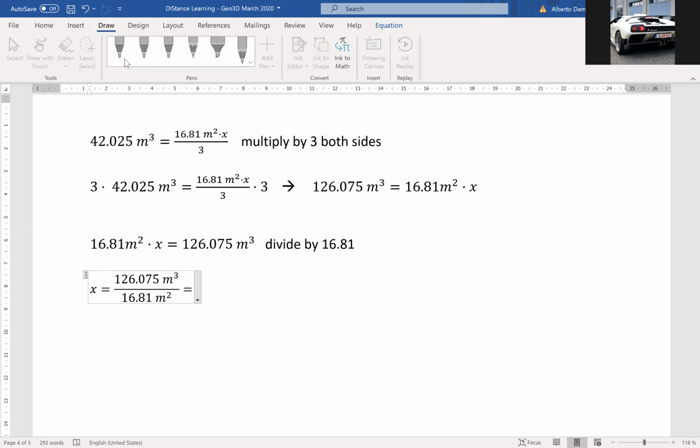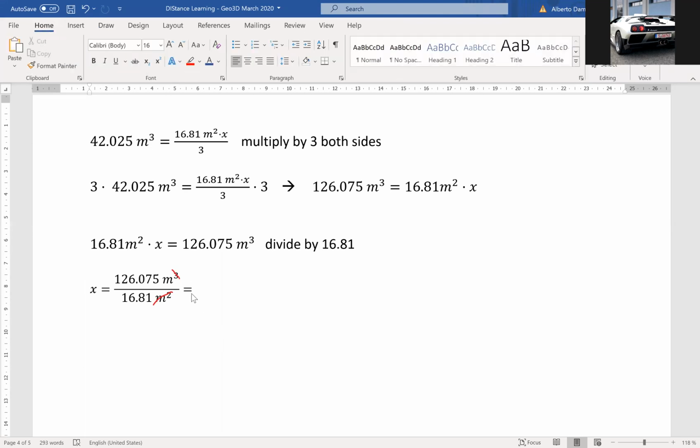if I can draw something for you guys. Apparently not. Let me try to do it now. I just want to simplify the 3 here with the cubic meters all together. I'm left with meters, obviously, because it's going to be a length. So what do we get? We get a result of 7.5 meters by using the calculator.